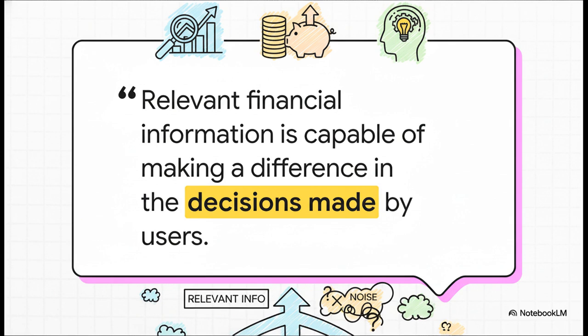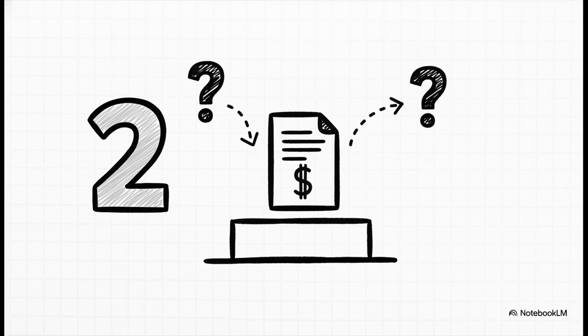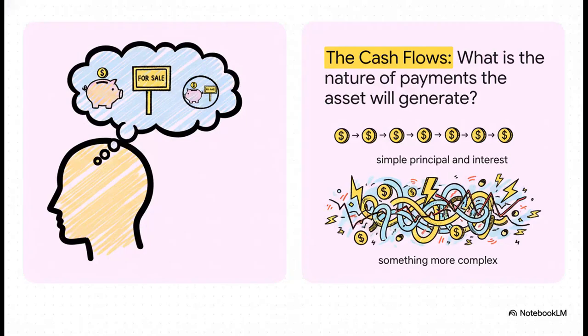It's just noise. So, to make sure this information is actually useful, IFRS 9 boils everything down to two fundamental questions for every single financial asset a company owns. If you can get these two things right, the entire system just clicks into place. And here they are, the two big questions. On one side, you've got the business model test. This is all about intent. Is the company holding this thing to collect payments over time, or are they planning to sell it for a quick profit, or maybe a bit of both?